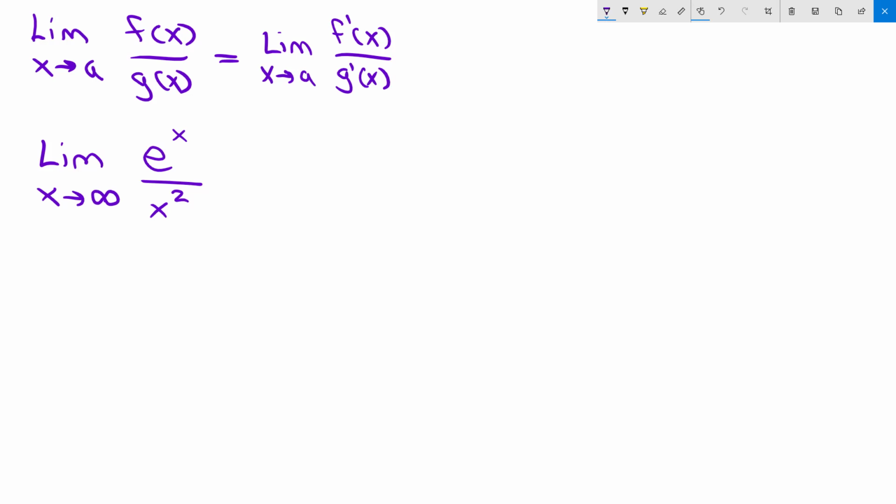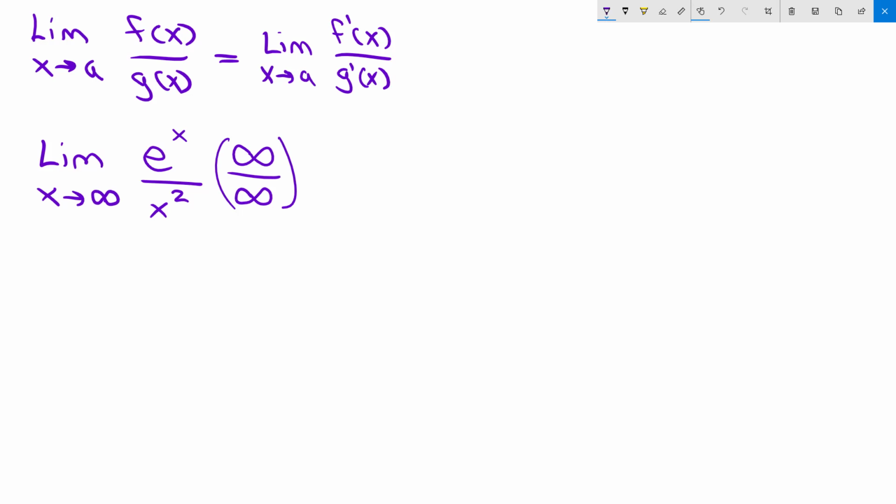x squared? And when we think about what's going on with each of these individually, well, e to a very large number gets very large. So we've got basically infinity on top, and on the bottom, infinity squared is basically infinity. So we do have a large number divided by a large number, so we know this is an indeterminate form. So L'Hopital's rule should be able to help us.